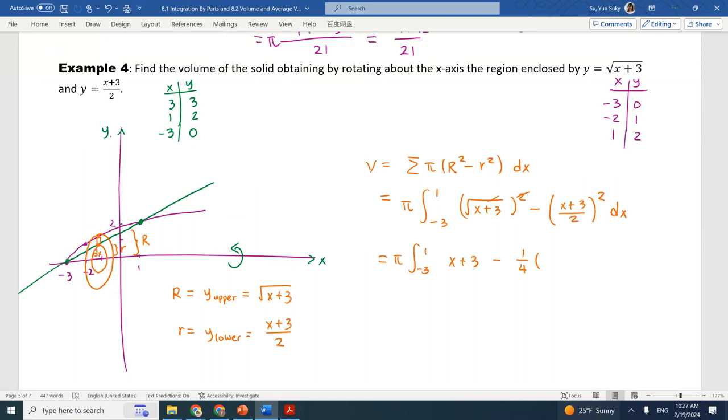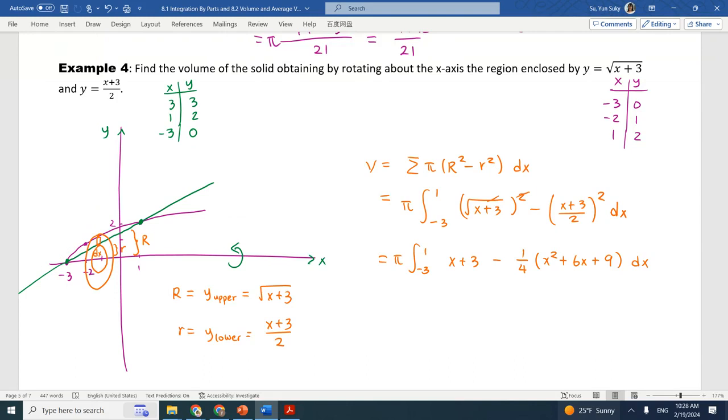Can we also expand it? a plus b squared is a squared plus 2ab plus b squared. So x squared plus 6x plus 9. Yes. We expand it.